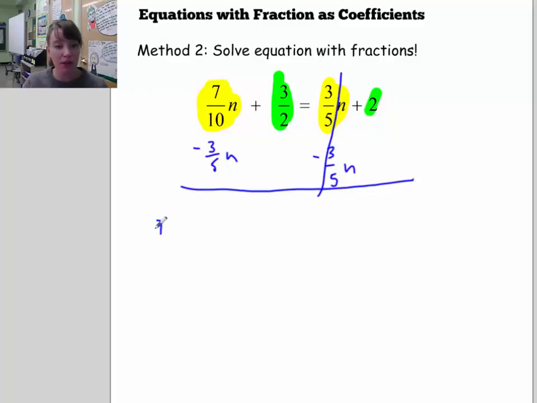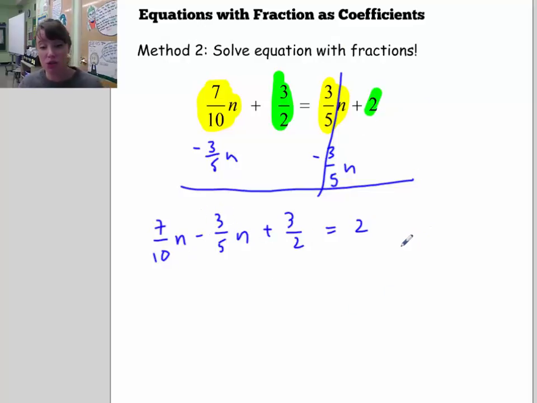We have 7/10 n minus 3/5 n plus 3/2, and that's going to be equal to 2, because that goes away. Okay, well, 7/10 n minus 3/5 n. Here these two are like terms because they have the same variable, and the variables are each raised to the first power. So same variable, same power means that they are like terms. I can combine like terms by combining the coefficients.